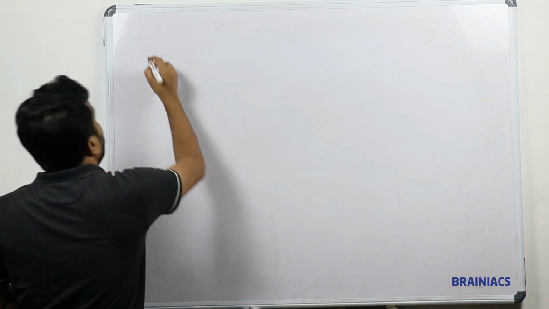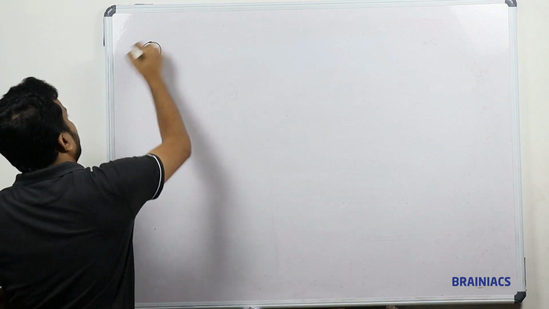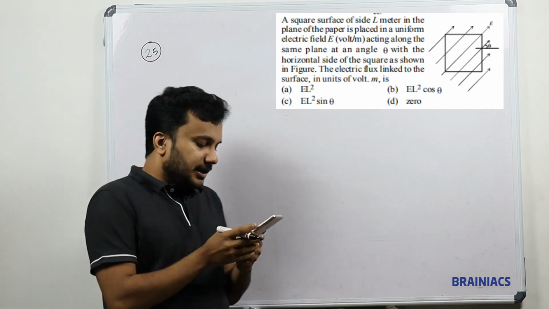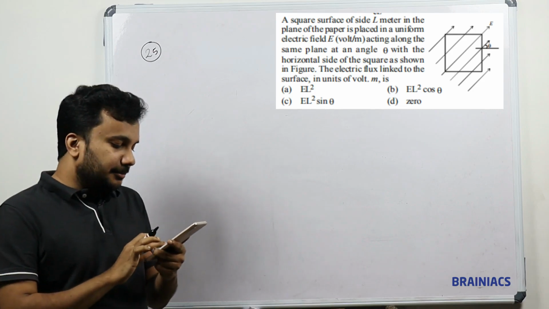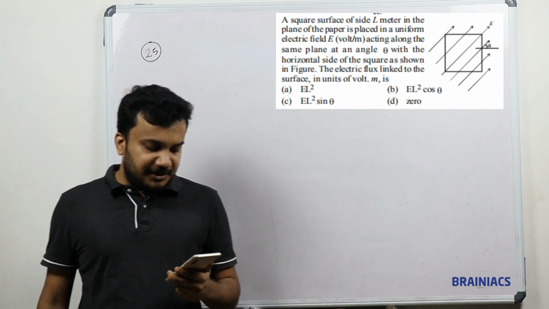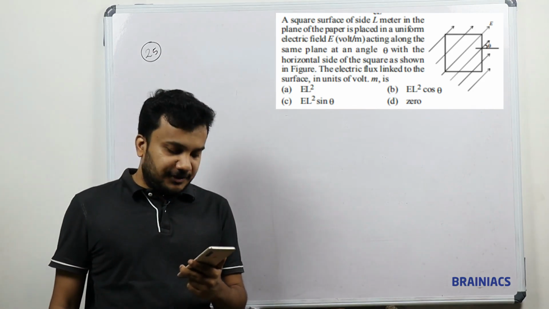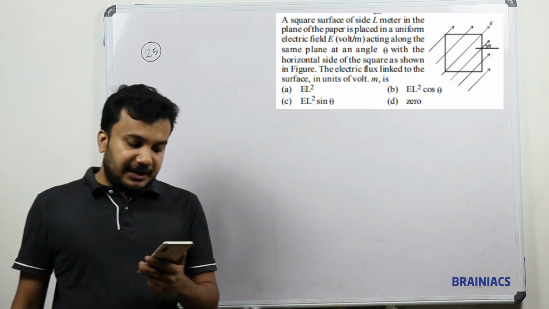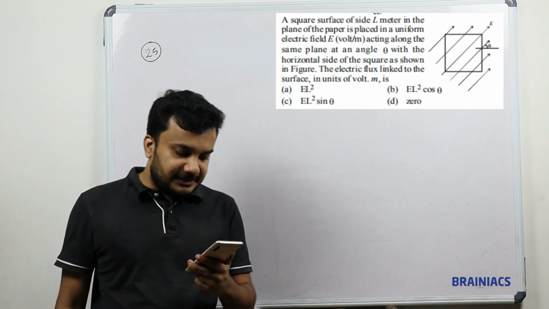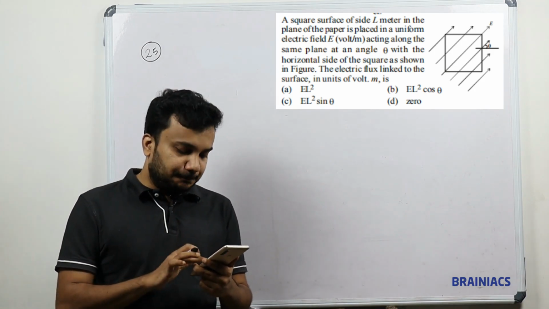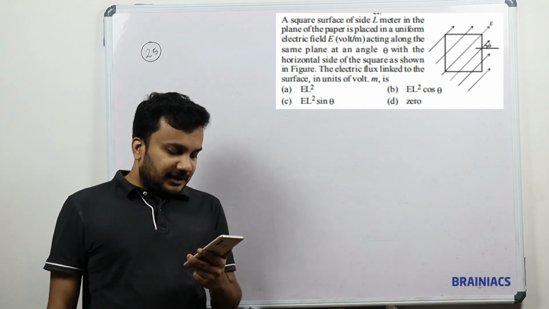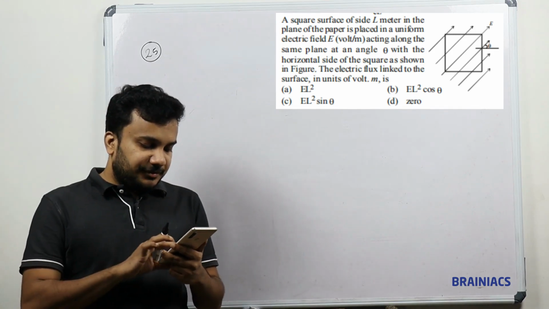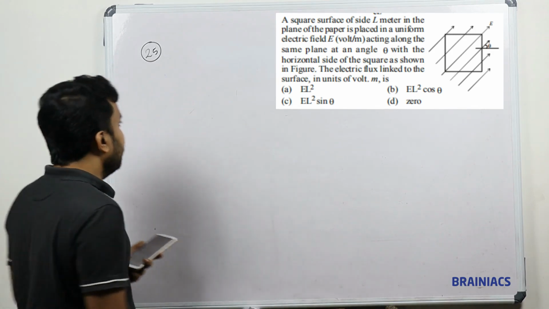Okay, 25. What is the 25th question? A square surface of side L meter in the plane of the paper is placed in a uniform electric field, given in volt per meter, acting along the same plane at an angle theta with the horizontal side as shown in the figure. The electric flux through the surface is in unit. We'll draw the diagram.